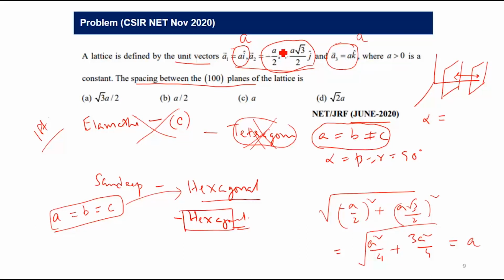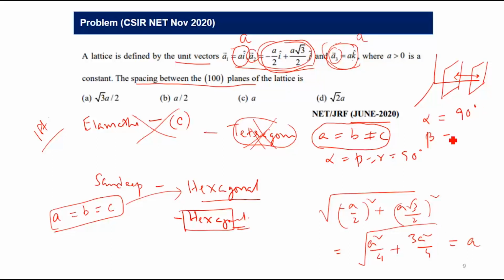Alpha will be the angle between this and this. This has I cap and J cap, and this has K cap. So if you do a dot product, I cap dot K cap is 0 and J cap dot K cap is also 0. So the dot product of A2 and A3 is 0. When the dot product of two vectors is 0, what is the angle between them? 90 degrees. Alpha is 90 degrees.